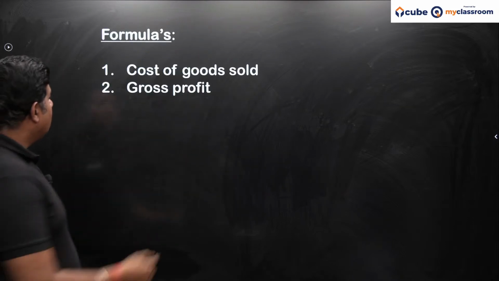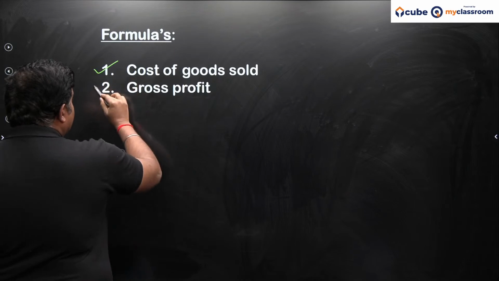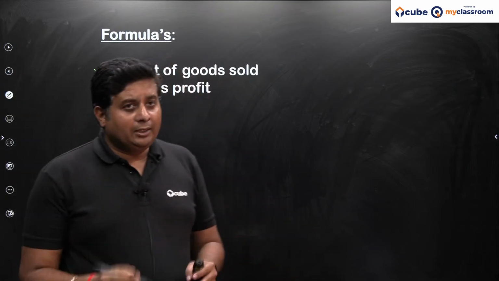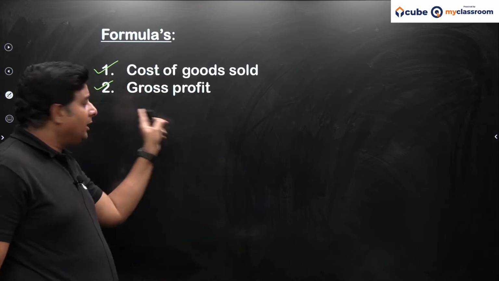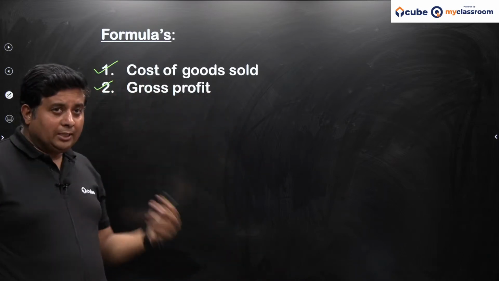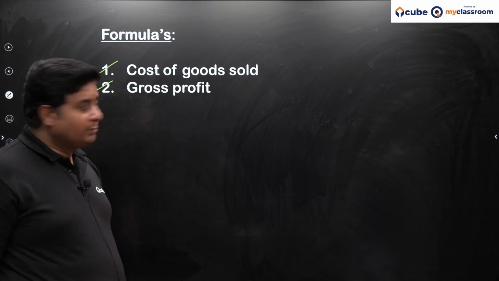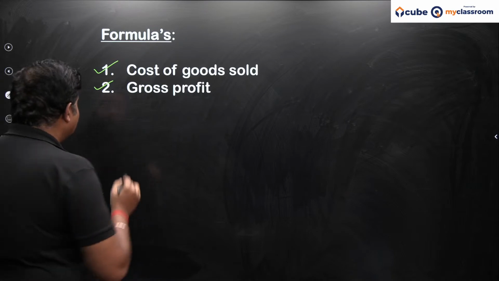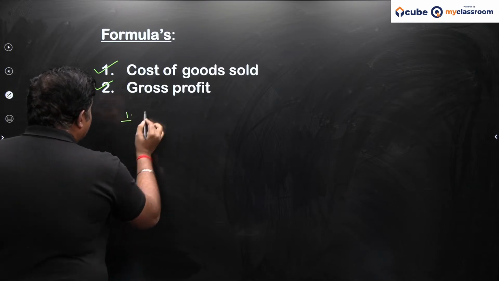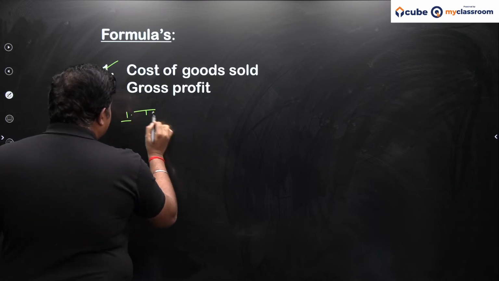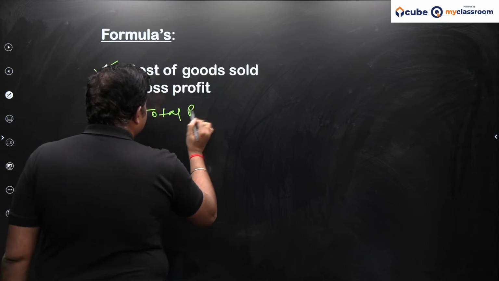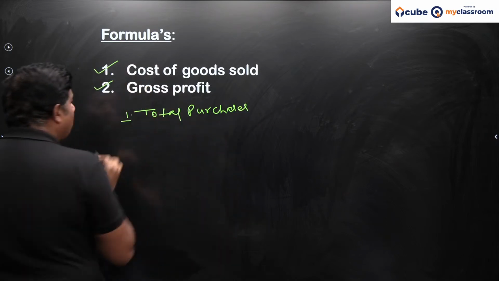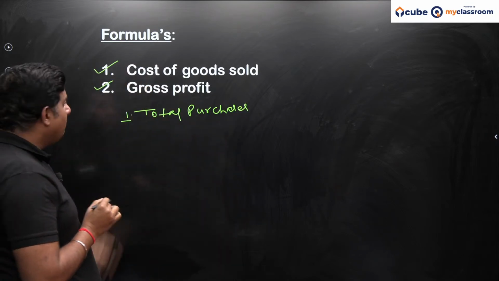Now formula. So the main formula is cost of goods sold and gross profit. Today, since we are doing the trading account, the main important formulas of the trading account are cost of goods sold and gross profit. But if you look at it more closely, there are supporting formulas as well. So let's start from the supporting formulas and let's start with the very basics. First of all, you need to understand total purchases. Definitely we'll cover cost of goods sold as well, because this is the main formula, but we like to start with the basic things.